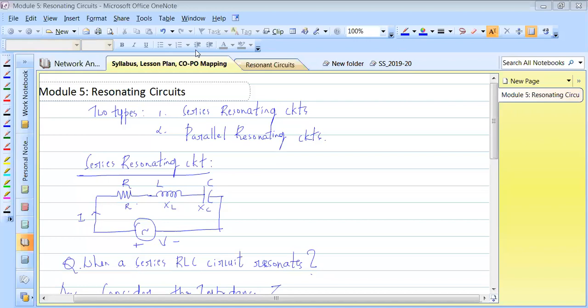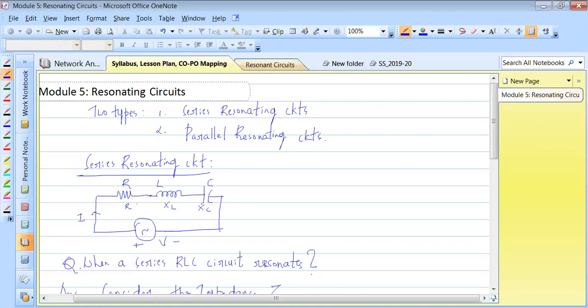Now, in resonating circuits, we have two types. Yesterday also I explained that we have two types. One is the series resonant circuit. Another one is the parallel resonating circuit. We can call them resonating or resonant or resonance. Resonance is a condition. Circuits we can call as resonating circuits or resonant circuits. Understand that? So what I mean is this.